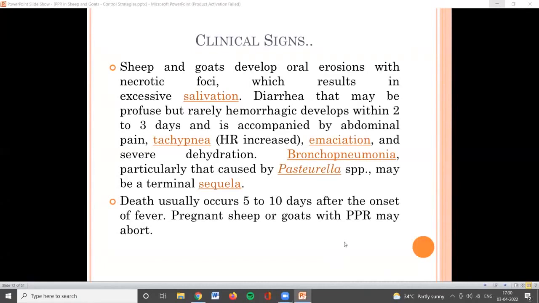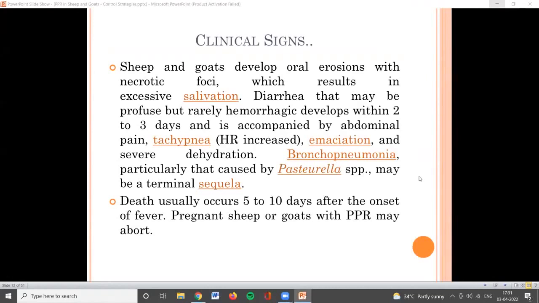bronchopneumonia, particularly that caused by the Pasteurella species, may be a terminal sequel of the disease. Death occurs within 5 to 10 days after the onset of fever. If proper treatment is not done to avoid the secondary complications, mostly death occurs because the animal is not able to feed and not able to swallow, and then there is diarrhea and severe dehydration.